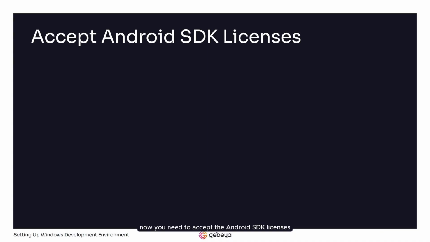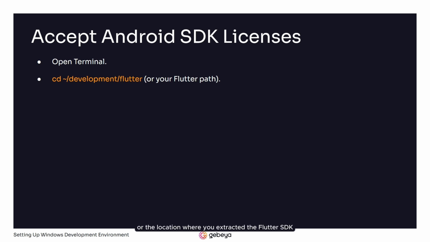Now, you need to accept the Android SDK licenses required to build and run Flutter apps on Android devices and emulators. Open your terminal and navigate to your Flutter path using cd C:\flutter, or the location where you extracted the Flutter SDK. Then run flutter doctor --android-licenses. Follow the prompts to accept all the licenses.